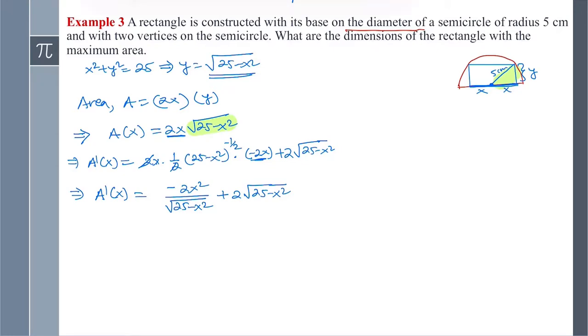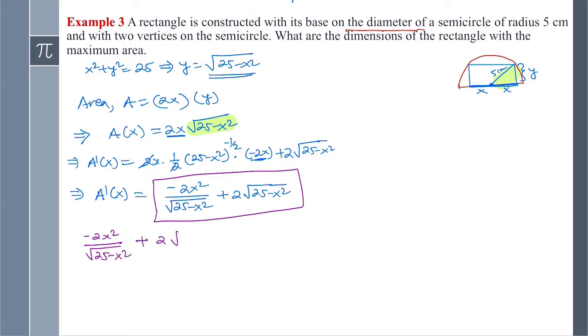Now the next step is we are going to set the derivative equal to 0 and find the critical numbers. So for that, we take this derivative, the whole thing, and set it equal to 0. So negative 2x squared over the square root of 25 minus x squared, plus 2 times the square root of 25 minus x squared equals 0. This term is already negative, so I'll just take that to the right hand side, and then my equation is going to become this.